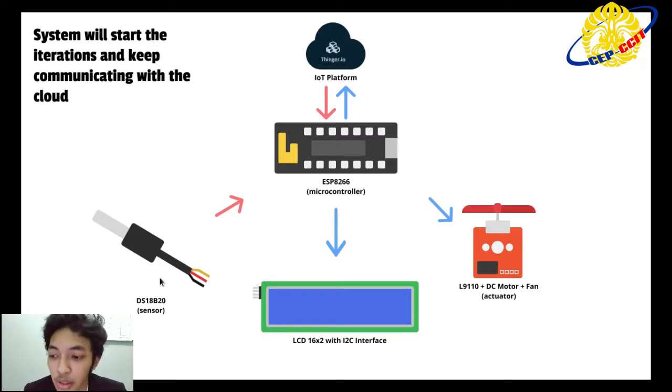After that, the system will start the iteration and keep communicating with the cloud. First, the sensor will send the temperature value to my microcontroller, and then my microcontroller sends the temperature value to the cloud, and then my microcontroller also fetches the data from the cloud to operate the actuator and the LCD display. I will explain it later.